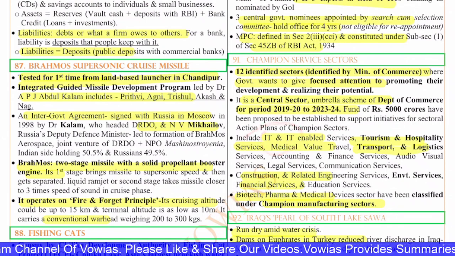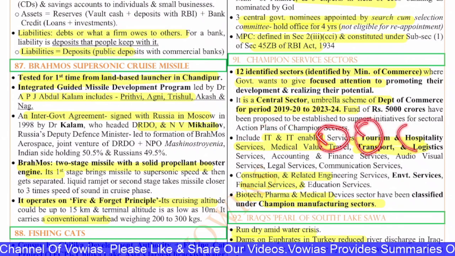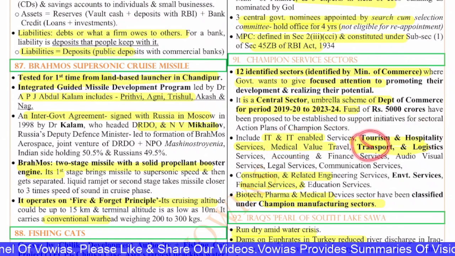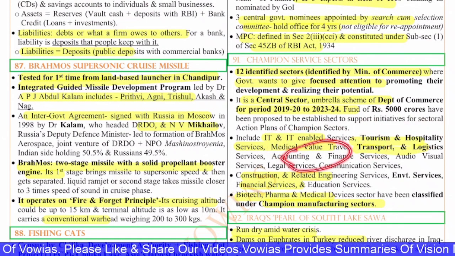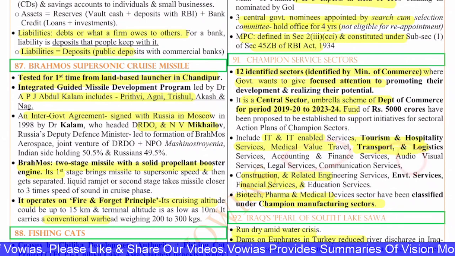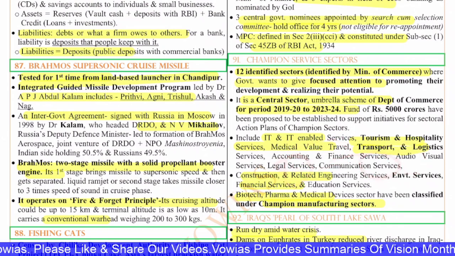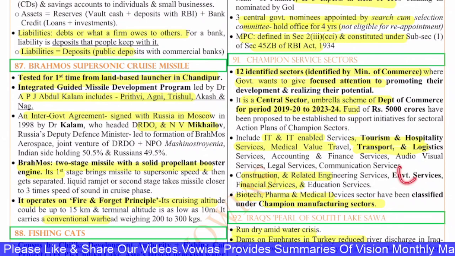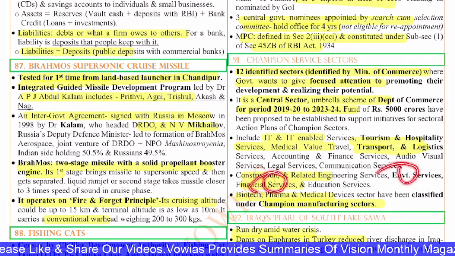It includes IT and IT enabled services, tourism, hospitality services, medical value travel, transport and logistics, accounting and financing, audiovisual services, legal services, communication services, construction and related engineering services, environmental services, financial services, and education services.